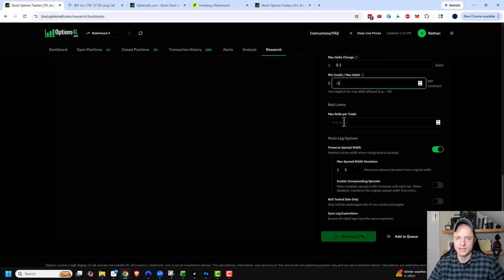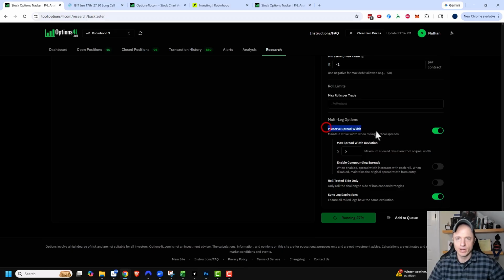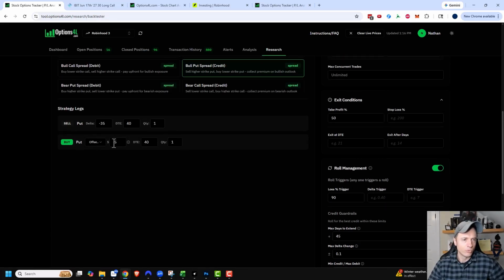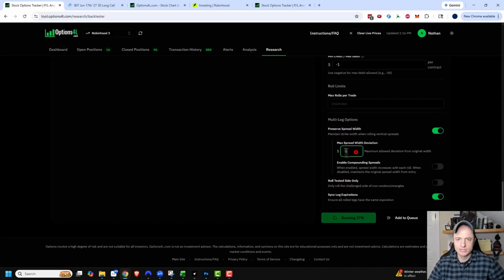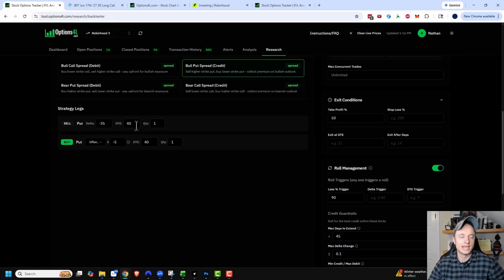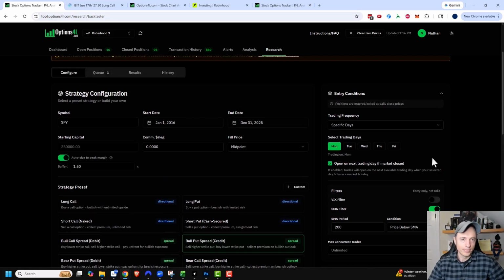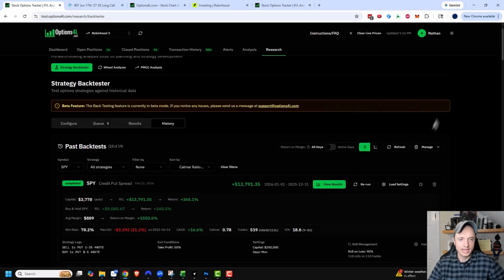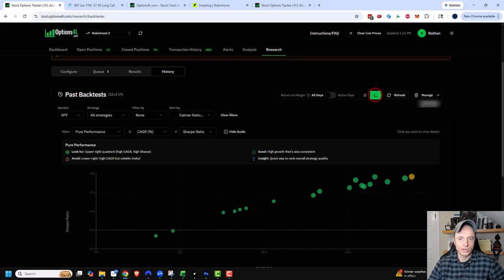I would roll a limited number of times. And then I did want to maintain the width of the spread. So there was our $5 width right there. However, I was willing to increase it by $5, so I would increase it to $10. And that's just so there's enough room in order to actually roll for a credit. And I also synced the leg expirations because, of course, we wanted them to stay together so that we kept our bull put spread. So anyway, having said all that, ran all the tests. And let's just go to the chart real quick and take a look.